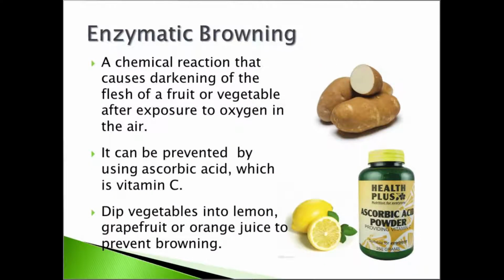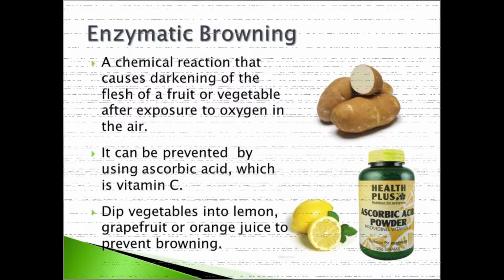Enzymatic browning, a chemical reaction that causes darkening of the flesh of the fruit or vegetable after exposure to oxygen in the air. It may be prevented by using ascorbic acid, which is vitamin C. Dip vegetables into lemon, grapefruit, or orange juice to prevent browning.